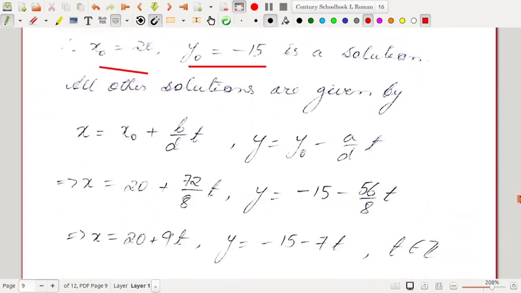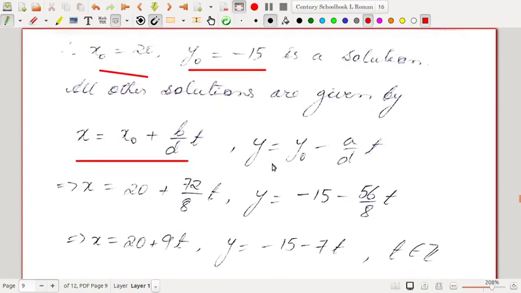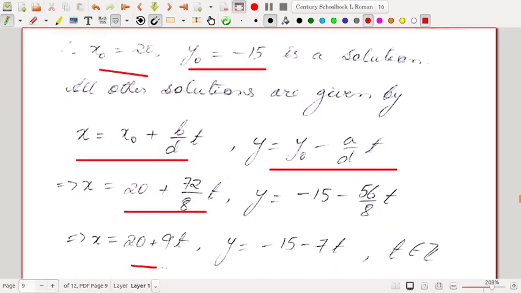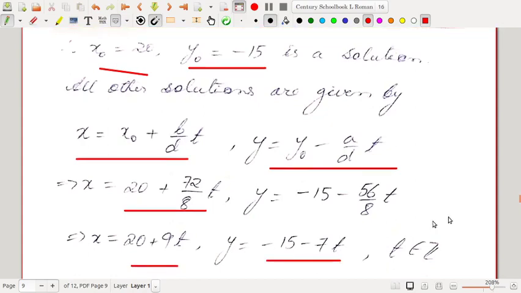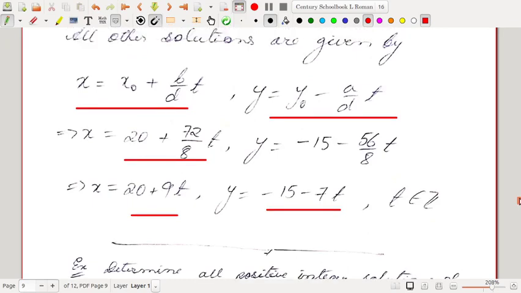All other solutions are given by x equals x naught plus b by d into t, and y equals y naught minus a by d into t. So it's x equals 20 plus 9t, and y equals minus 15 minus 7t, where t belongs to the integers. So these are all possible solutions.